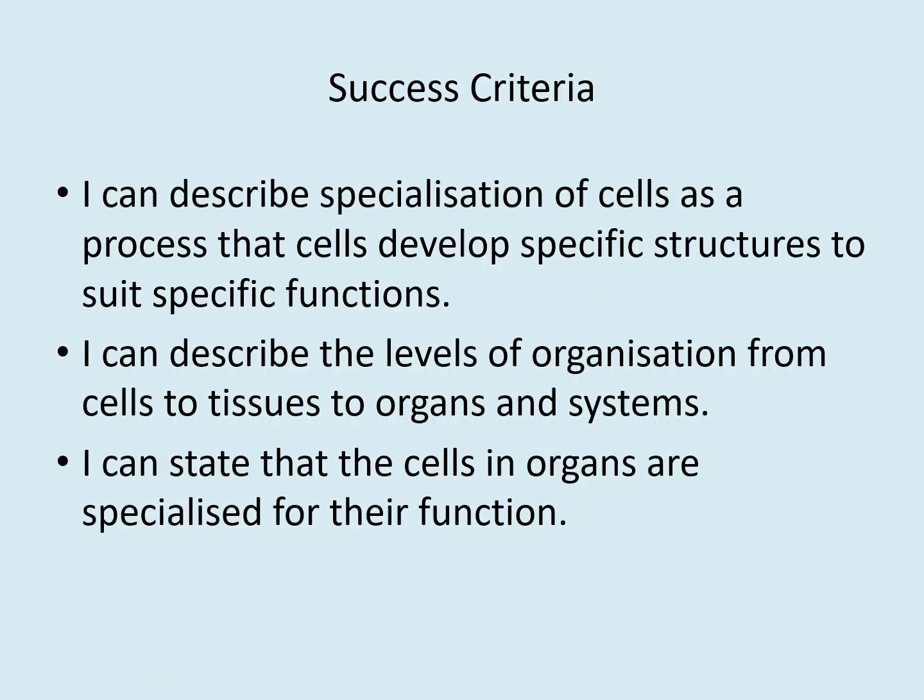We have now come to the end of the lesson. Woohoo! So you should now be able to describe specialization of cells as a process that cells develop specific structures to suit specific functions. You should be able to describe the levels of organization from cells to tissues to organs to systems. You should be able to state that the cells and organs are specialized for their function. So well done if you can confidently do all that. If you can't, then you need to watch the video again.